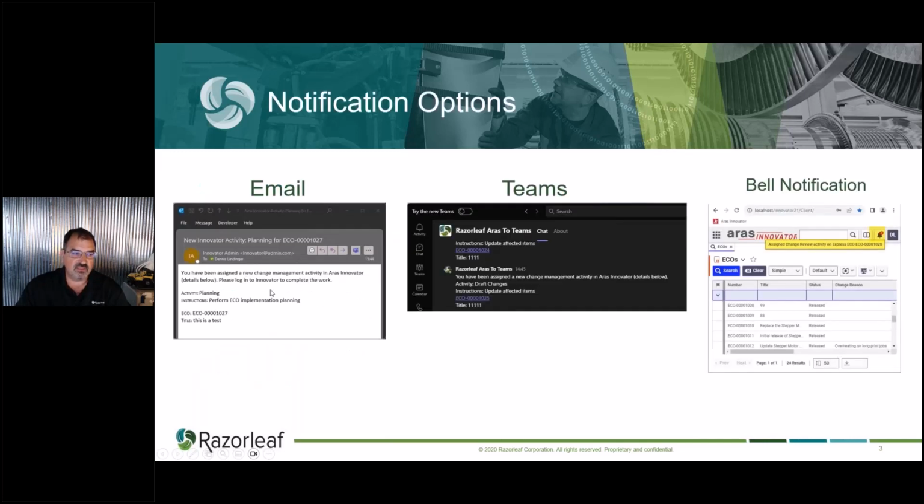So everybody is, again, probably familiar with the email. This is the standard template. Of course, you can customize it, and it may look different in your environment. It may include a link. It may include a bunch of additional information, but this is the out-of-the-box template. I'm going to show the Teams, and then again the bell notification.